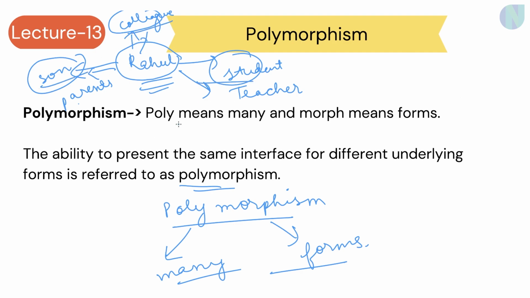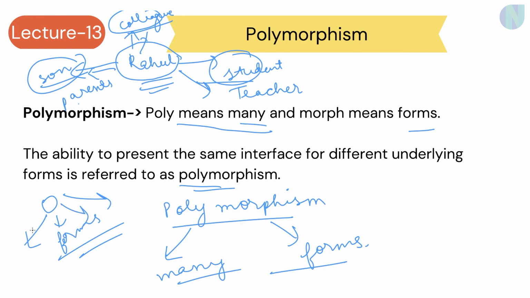As you can see here as well, many and forms. Someone who has many forms is achieving polymorphism. So the ability to present the same interface for different underlying forms is referred to as polymorphism. The same object which has many forms is called polymorphism. It can exhibit this form, and this form, and this form as well. So polymorphism is the third pillar of OOP, you can say.